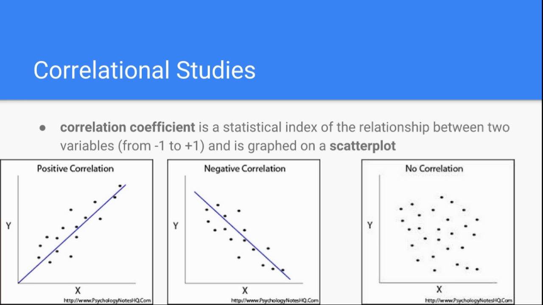The one in the middle is simply a negative correlation. You'll see that an increase in X leads to a decrease in Y. And then the final one is simply no correlation. There's no pattern within those dots that would tell you to draw a line either as a positive correlation or a negative correlation. So that's how correlation studies are represented statistically.